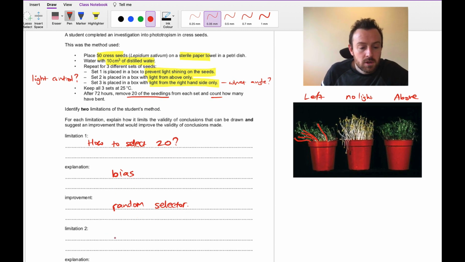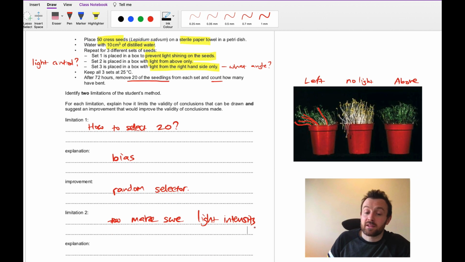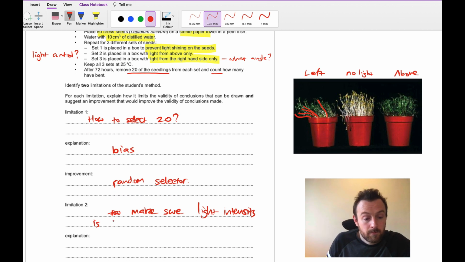Limitation 2: no control, make sure the light is the same. And let's make that more scientific. Make sure the light intensity and/or color or wavelength of light is the same.